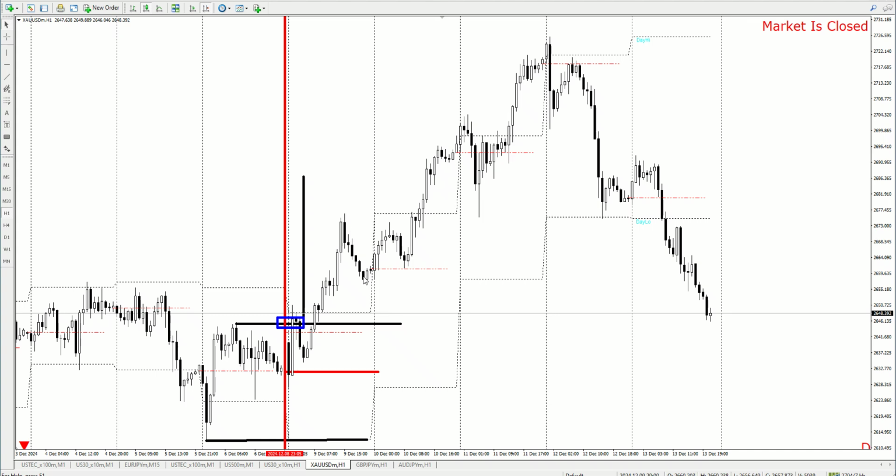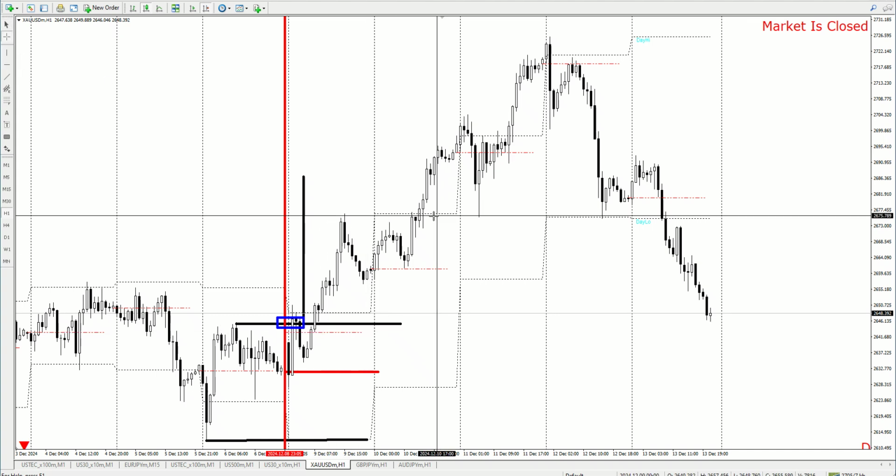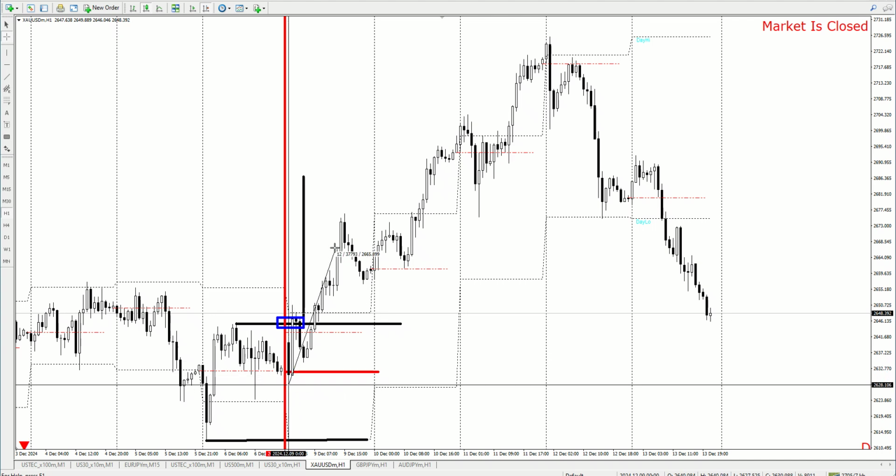So you see, they came here, US session. What did they do? They pulled back. Guys, this is not a small move. On this day, they actually went almost 500, and then they pulled back almost 180.